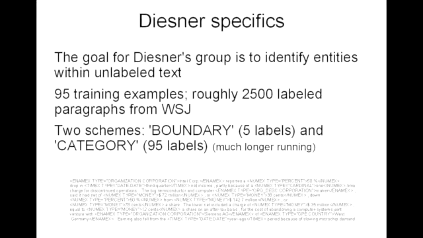In the case of Diesner's group, as I say, there are 95 training examples, each of which is a collection of paragraphs, and they tried two different schemes, one of which is just boundaries, like the beginning of a sentence, the end of a sentence, the middle of a sentence, and so on, and that's kind of a toy example for making sure that things are working right. The other is categories. The category labeling uses information like the stuff at the bottom of the page there, where as it scans forward in a sentence, it might know that it is now pointing at a corporation name. And in that case, there are 95 different labels available.